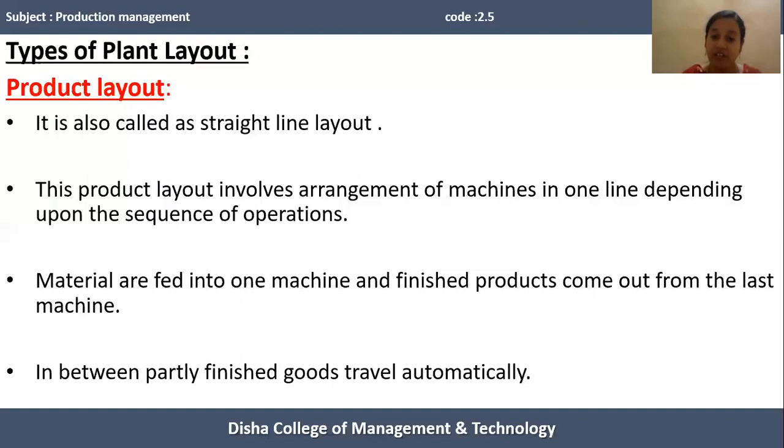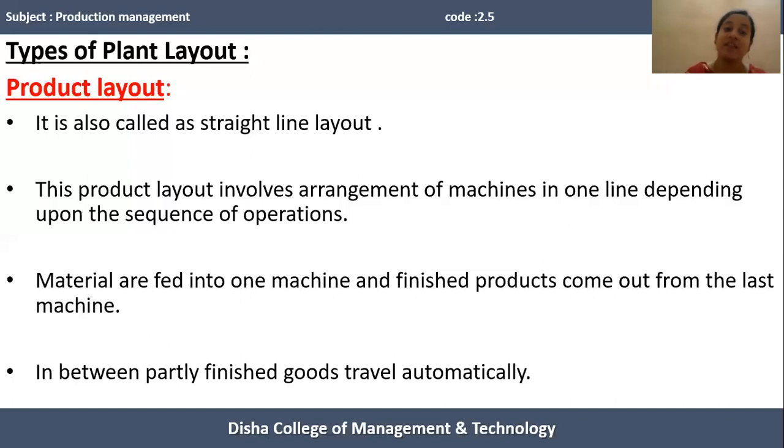So for manufacturing a cotton fabric, generally the manufacturer requires a ginning machine, a spinning machine, a knitting machine, a dyeing machine, and at last a finishing machine. In case of product layout, the production manager first has to identify which machine is important for manufacturing of cotton fabric, and after identifying the different machines, he has to arrange the machines in a sequential manner.